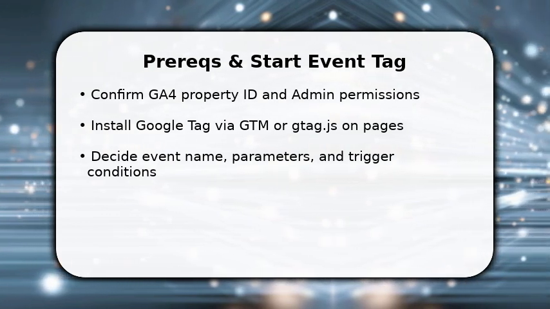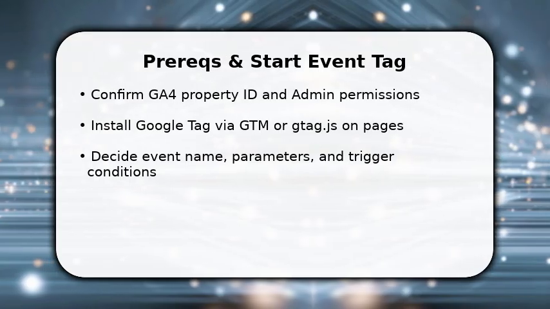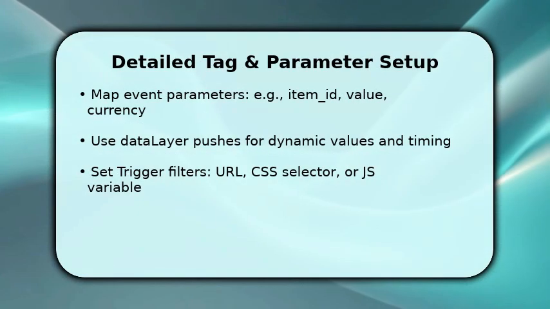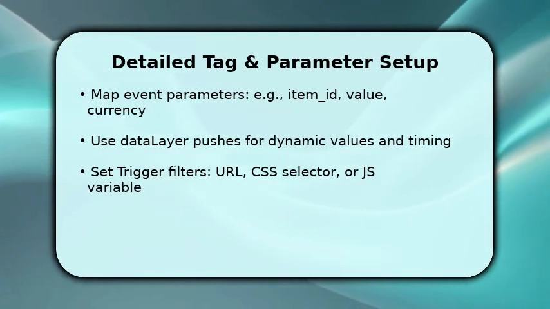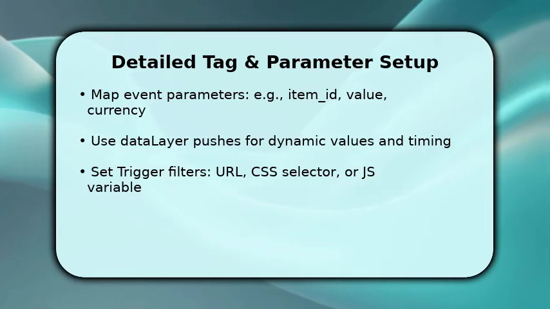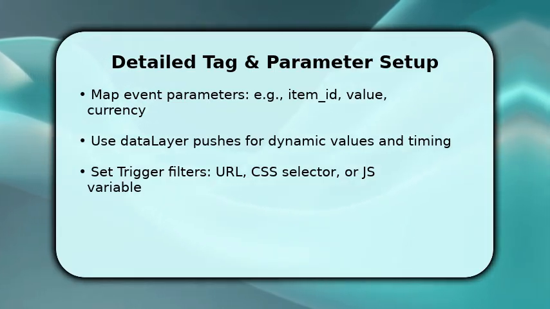Now populate parameters so analytics can report actionable details. Use fixed fields for static values and data layer variables for dynamic content. Push events with dataLayer.push: event: purchase, item ID 123, value 29.99.